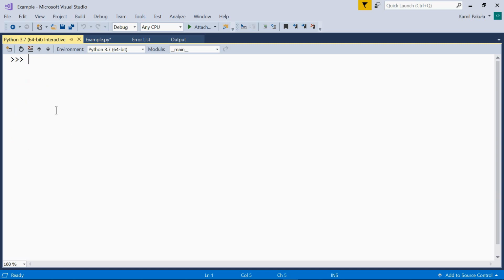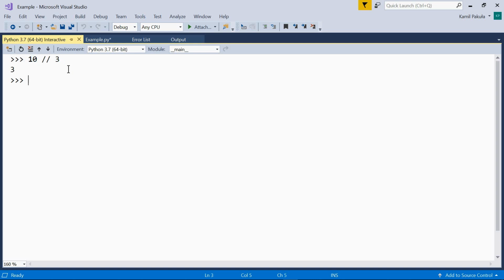In floor division, if either the dividend or the divisor or both are floats, the result is a float. The result is an integer only if both the dividend and the divisor are integers. For example, 10 divided by 3. Here we are dividing an integer by an integer, and the result is an integer.